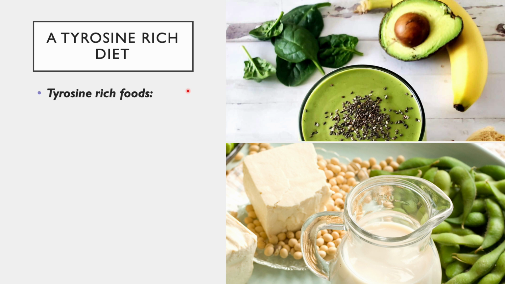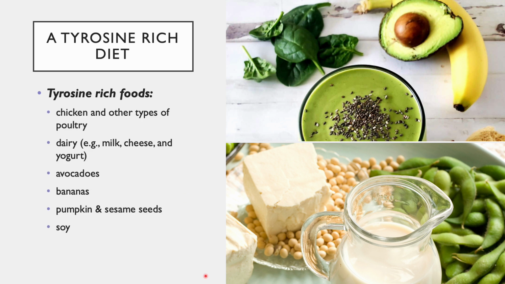So I've been looking into some tyrosine-rich foods that maybe you could potentially add to your diet, and those include chicken and other types of poultry, dairy products like milk, cheese, and yogurt, avocados and bananas, even soy or tofu. So this is something that you could potentially incorporate into your diet, and maybe it could potentially help improve mood disorders. I'm really interested in seeing how this could be used in conjunction with therapy to potentially help patients with their symptoms.